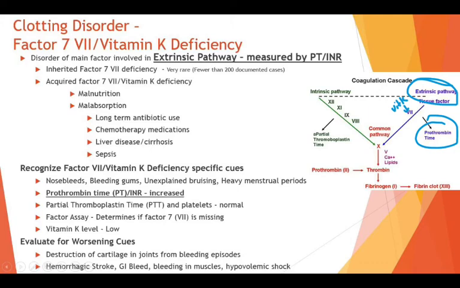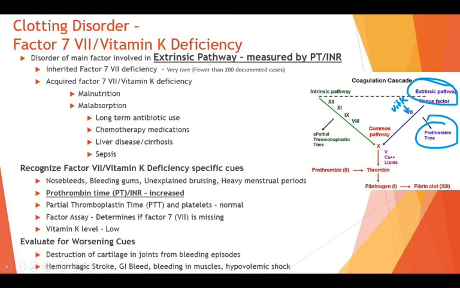This one usually comes from, like I said, a vitamin K deficiency. Long-term antibiotic use can cause a vitamin K deficiency. Chemotherapy medicines can cause a vitamin K deficiency. Of course, we learned about liver disease and cirrhosis. You don't store your vitamin K. And in sepsis, you don't have as good bowel perfusion, so you don't absorb vitamin K. So if you are lacking vitamin K and you start having bleeding episodes, nosebleeds, bleeding gums, unexplained bruising, heavy periods, you might need to up your vitamin K dose.